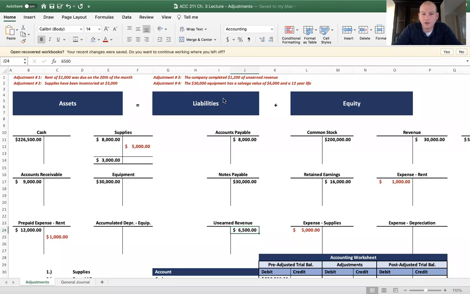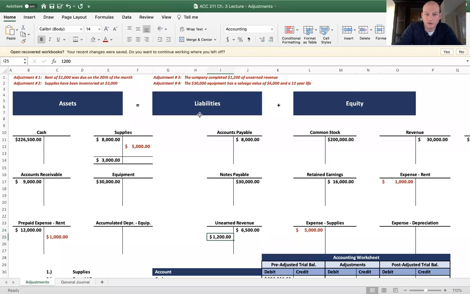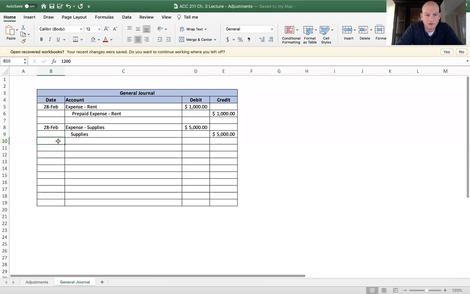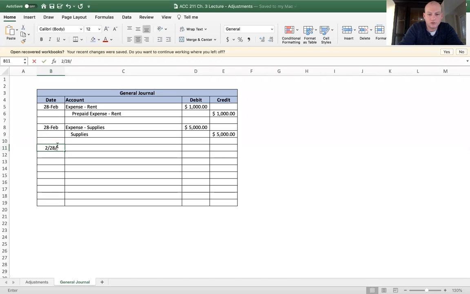So now we've actually, let's say we're mowing the yards. So we've actually mowed the yard for $1,200 worth of yard. And so we're going to now just debit the unearned revenue account for the $1,200 of the revenue that we earned. And then we're going to credit the revenue account. So this is where the revenue goes now that we've earned it. So over here on the general journal, we're just going to do February 28th, we're going to debit unearned revenue for the 1,200 and then credit the revenue account for 1,200.